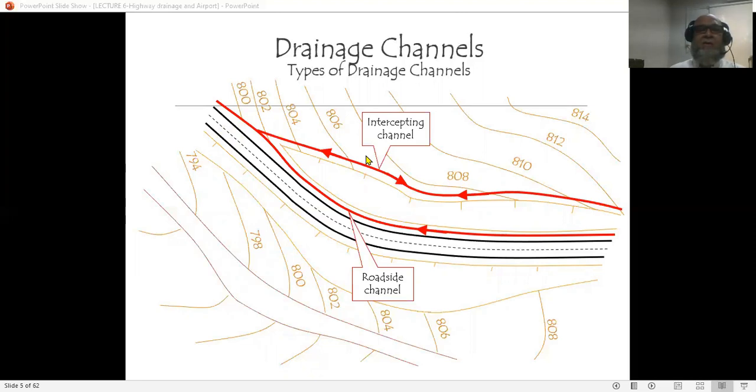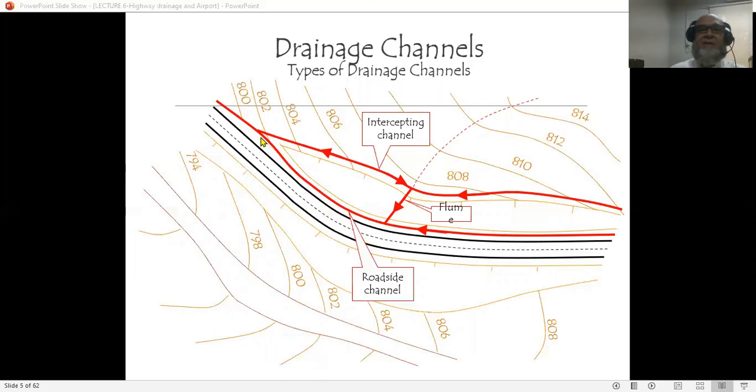Now, not only that, there is an intercepting channel, and this channel is also running. Now what is this channel taking care of? It's taking care of the water from the surroundings, from the adjacent land, and here water is collected from the ground, from the surroundings, and they meet at this point. And this can be connected to the roadside channel as well.